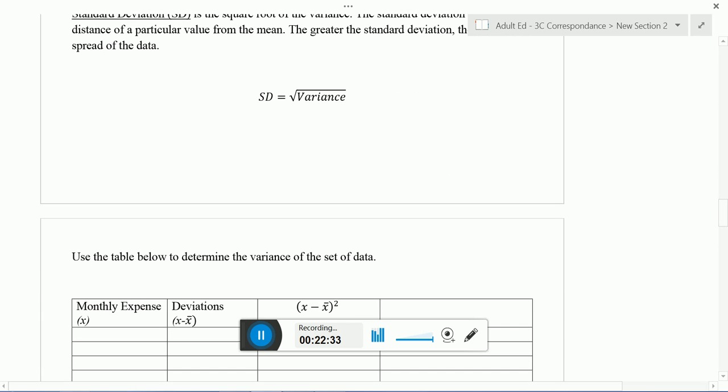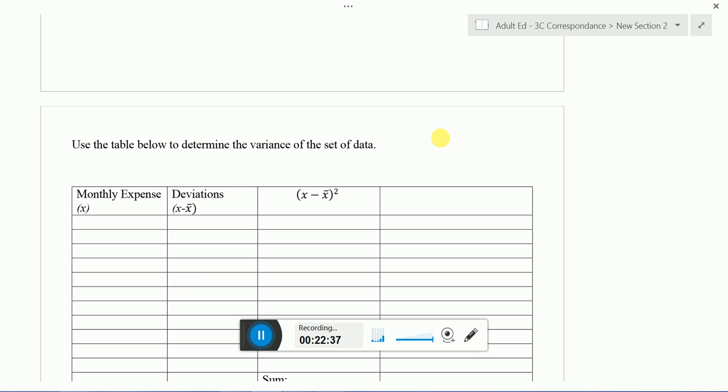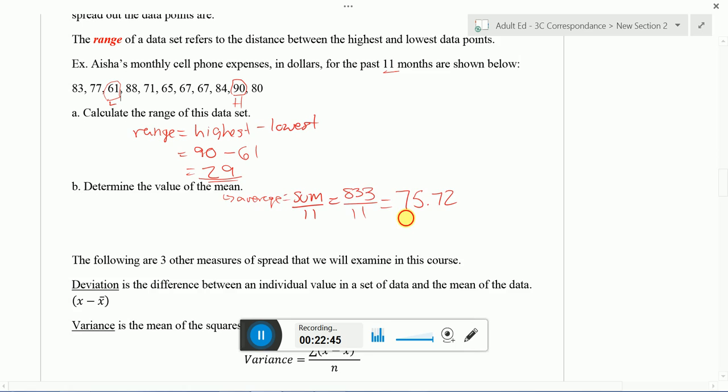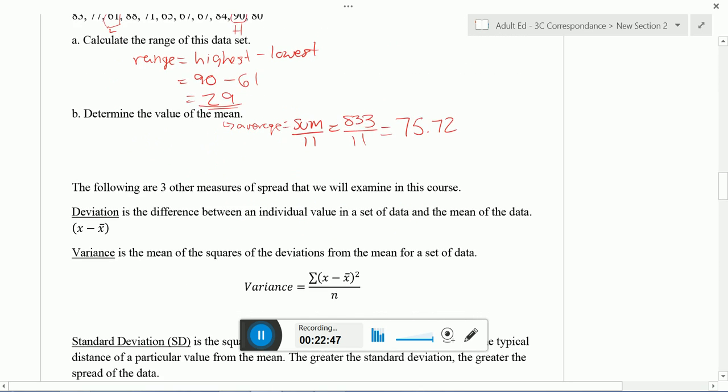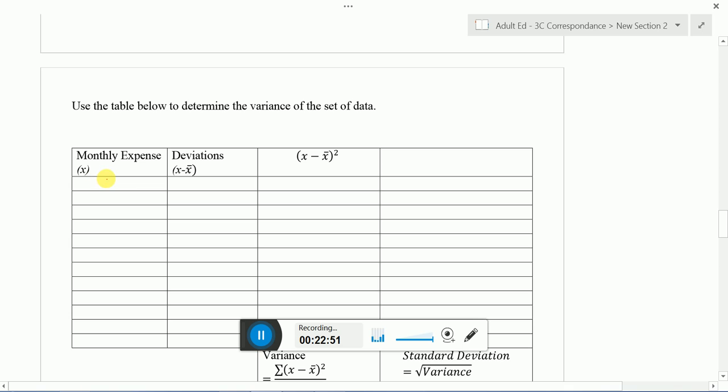Now, to find the standard deviation, it's really good to set up the information in a chart like this. On the first column, you actually write down all of the monthly expenses. So again, we have those numbers there: 83, 77, 61, 88.